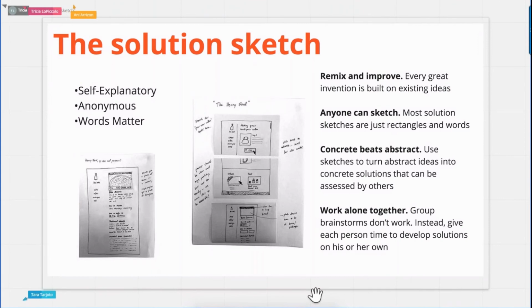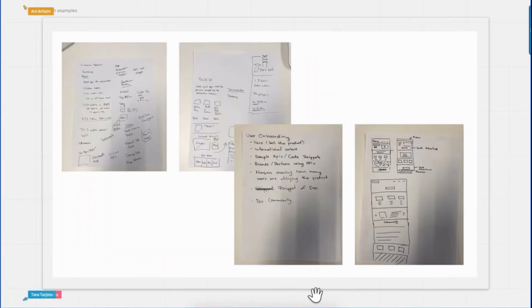And as the team begins to sketch, it's useful to remind them that anyone can sketch. It doesn't need to be perfect, just self-explanatory. We're looking for concrete ideas and ask that they use words to describe what they're sketching. Here are a few sketch examples from our sprint. It was easy to upload the sketches on our board after the session, often using the mobile app.